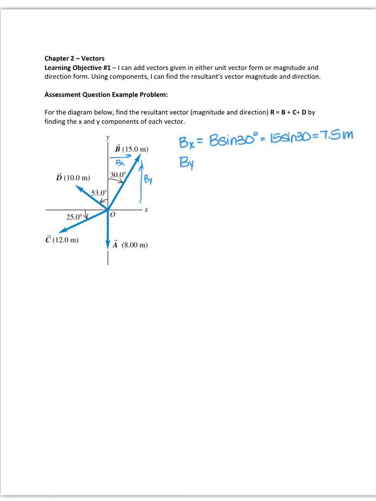When we do the y component, we're looking at the adjacent side, because I could also write by here, and the adjacent side involves the cosine function. So this will be equal to b cosine of 30, which is 15 cosine of 30, which turns out to be 12.99 meters.